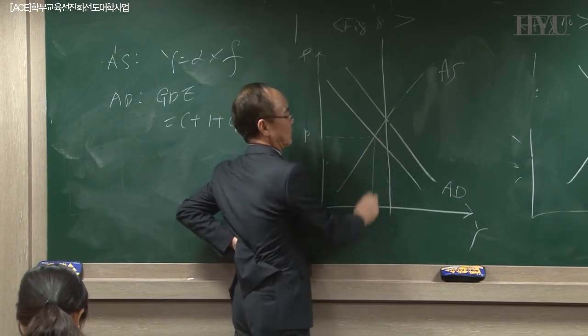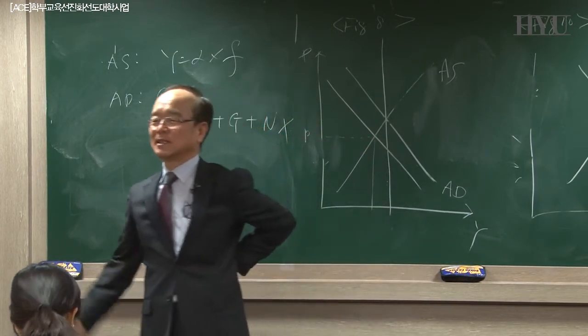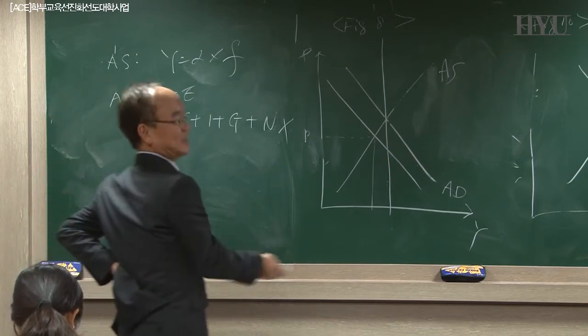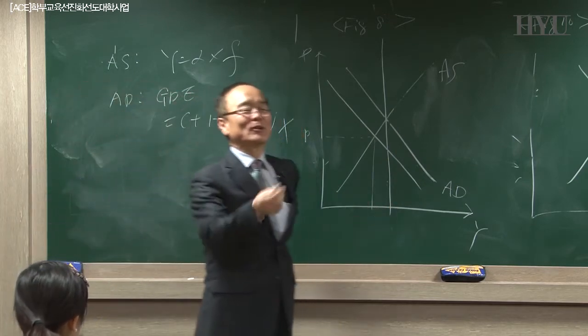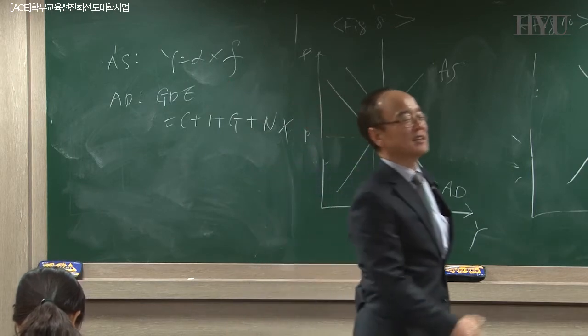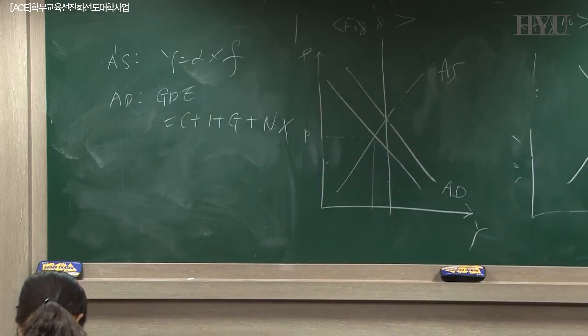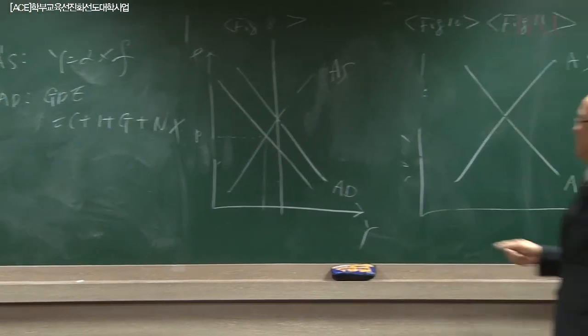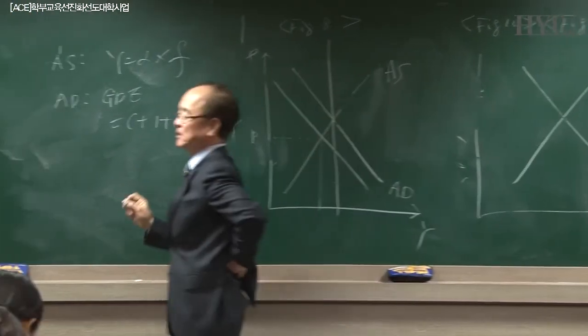When price falls down, what do we have? Unemployment, recession. I'm sorry, not inflation. We have recession, right? So this is point B.